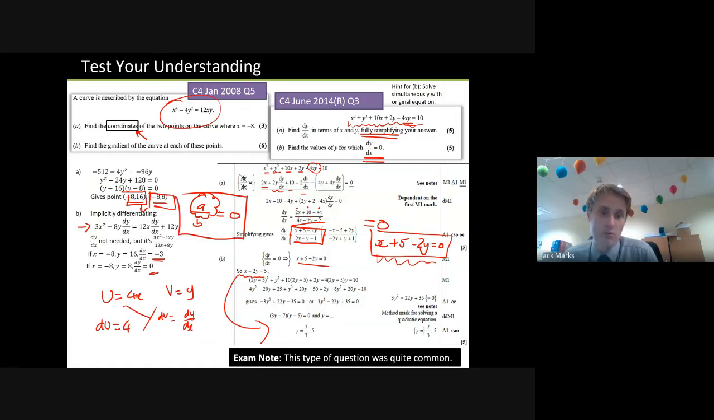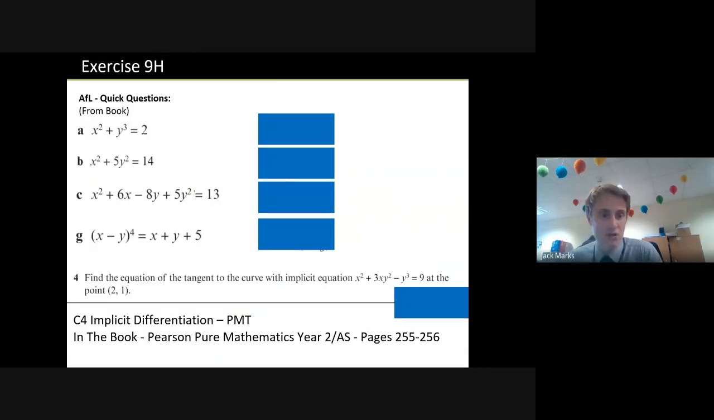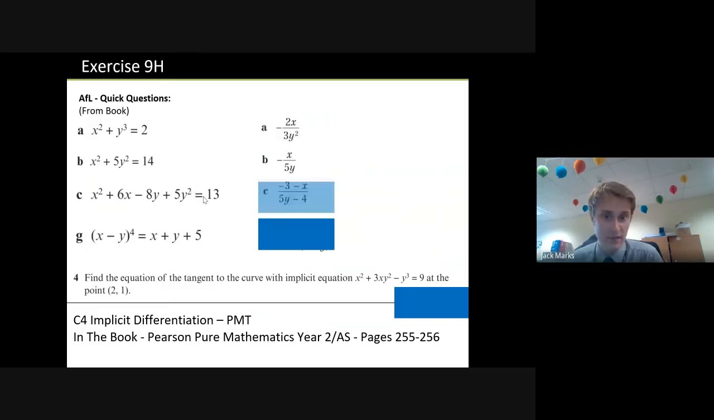Something to note, though, this one will come up a lot. Okay, that piece of understanding there is really, really important. And it doesn't get explicitly talked about in the textbook an awful lot, apart from this point here, really. Okay, so that takes you to 9H. So spend some time on implicit differentiation, because this is a topic that you can expect to see come up at least once in a paper. And like I said, it's worth quite a few marks.